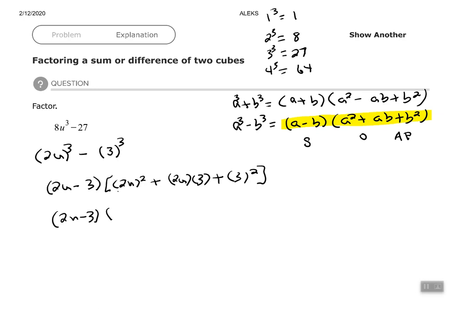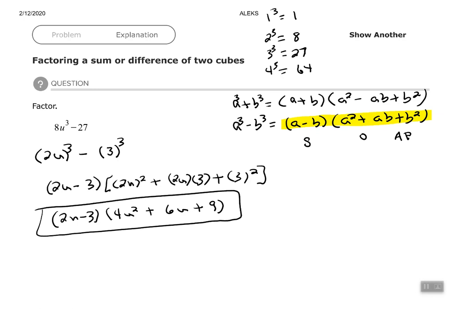And then just simplify that. 2u squared is 4u squared. 2u times 3, 3 times 2 is 6u, and then 3 squared, 3 times 3 is 9. So 8u to the third minus 27 factored out would be 2u minus 3 times 4u squared plus 6u plus 9. And we just use that formula up there. So you have to practice and you have to remember the formula. Okay, let's look at another one.